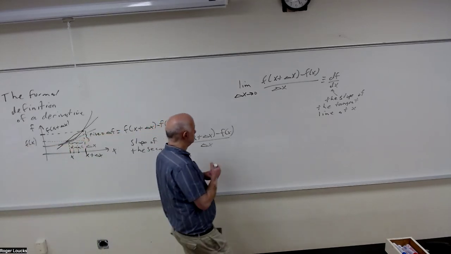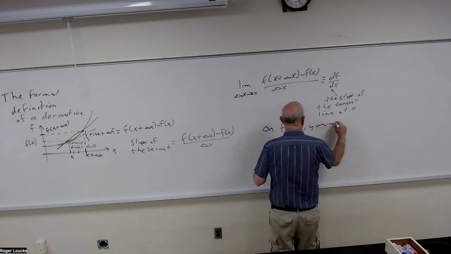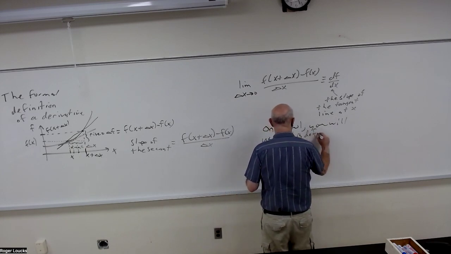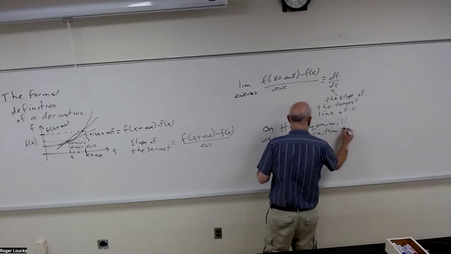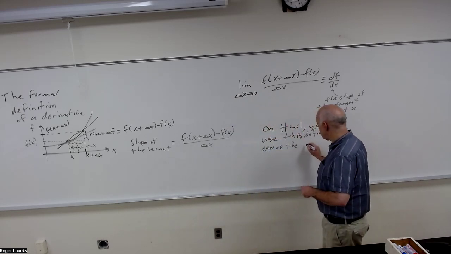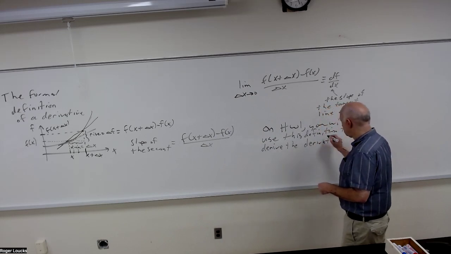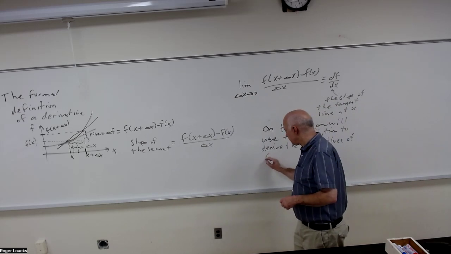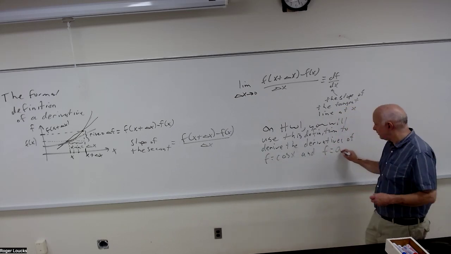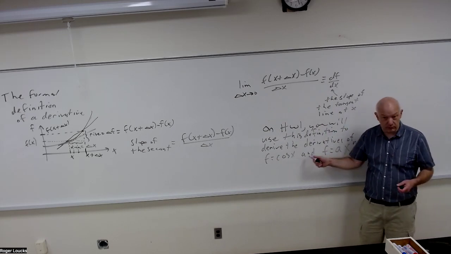So, homework 1, okay, you will use this definition to derive the derivatives of f equals cosine of x, and f equals a constant a times x to the n. So you're going to use this formal definition to derive the derivative of each of these.